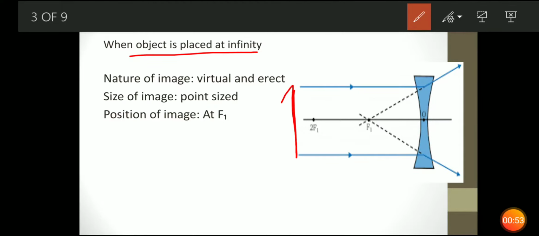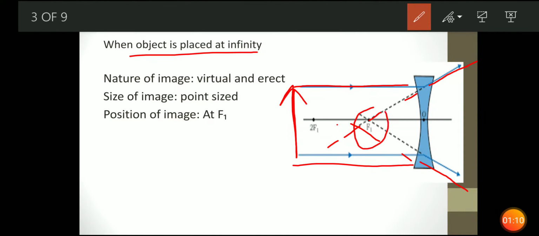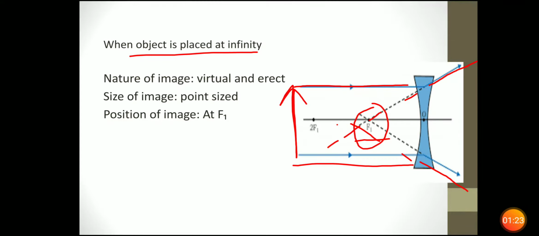This is your object at infinity. You pass a light ray parallel to the principal axis. Then you know that a concave lens is a diverging lens. वो एक diverging lens है, so the light ray will diverge backwards. Clear? तो टो से वापस light backwards. The point where it meets is the image formation. It meets at f1, so you have the position at f1. The size of the image is totally point size. The nature of the image is virtual and erect.